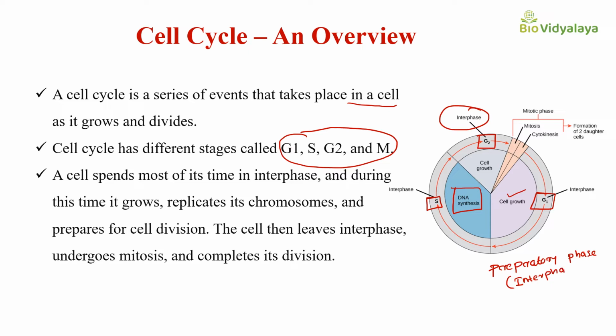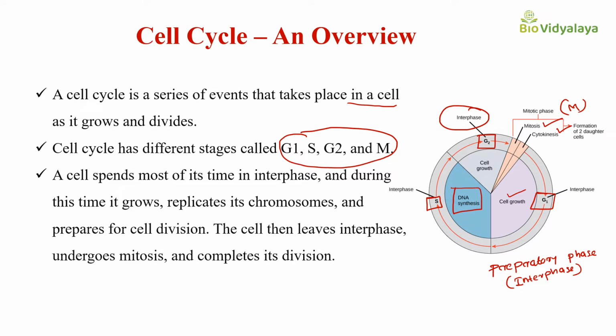And finally the M phase, that means mitotic phase. In this M phase, mitosis and cytokinesis are occurring. Mitosis means prophase, metaphase, anaphase and telophase, and cytokinesis means division of cytoplasm to produce two daughter cells. So formation of two daughter cells is occurring in this M phase.